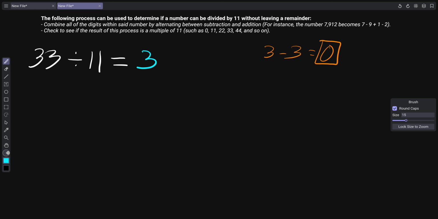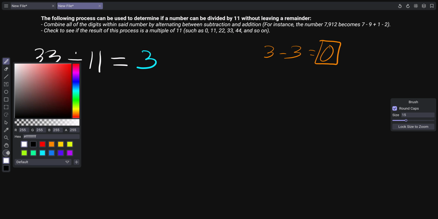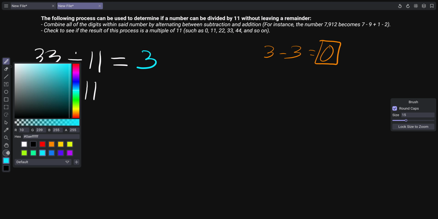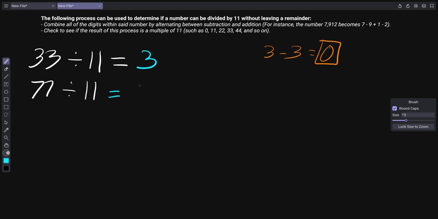Any number with two digits like this, if they have the same digit, can be evenly divided by 11. This would also apply to something like 77, right? Because 7 minus 7 would equal 0. We know that 11 could evenly divide into this, and 77 divided by 11 would equal 7, because 7 times 11 equals 77.